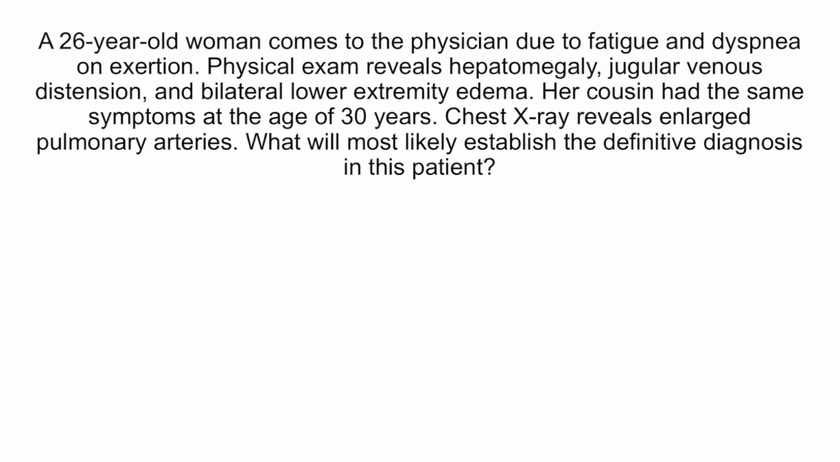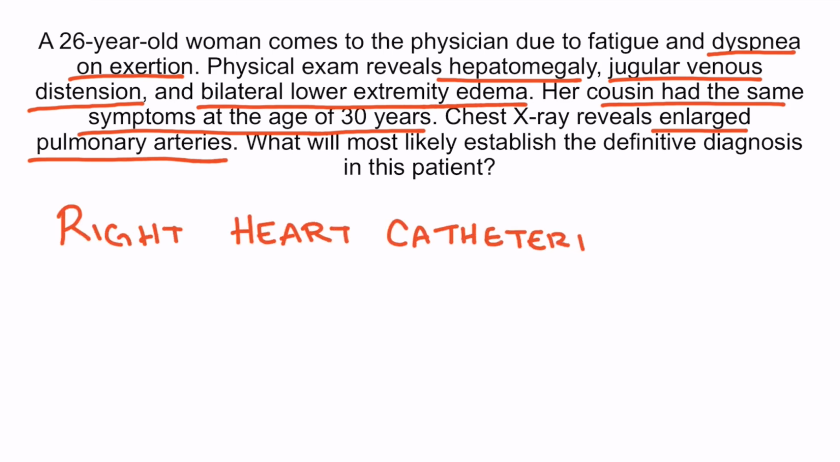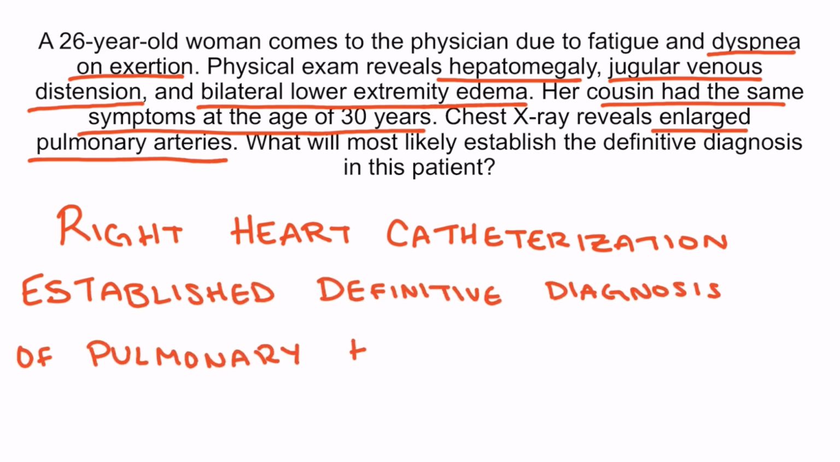This young woman has dyspnea on exertion, hepatomegaly, jugular venous distension, and bilateral lower extremity edema. Given that her chest X-ray reveals enlarged pulmonary arteries, and her cousin had the same symptoms at an early age, all these findings are consistent with inherited pulmonary hypertension and concomitant right-sided heart failure. The procedure that establishes the definitive diagnosis of pulmonary hypertension is right heart catheterization. However, it's worth noting that right heart catheterization is not routinely performed because it is an invasive procedure.